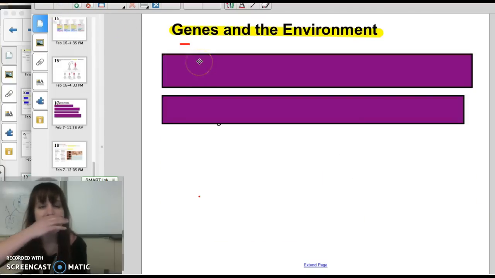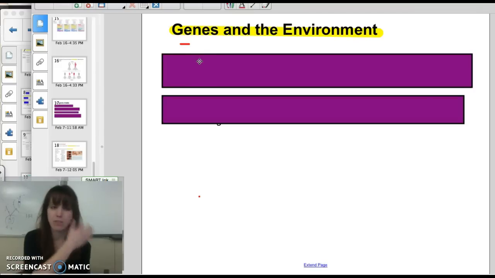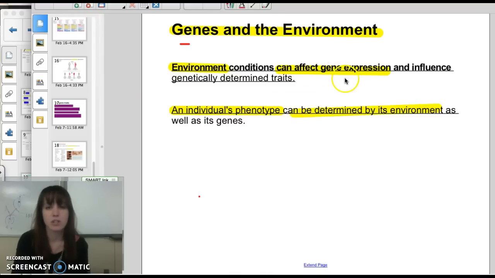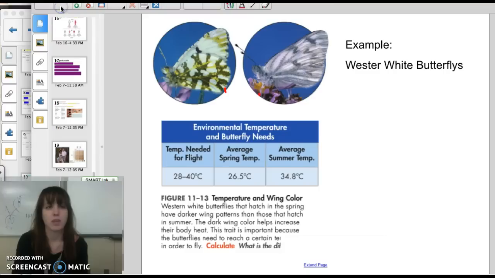Okay. The last different way that phenotypes can be expressed is through genes and how they are expressed with different environmental factors. So the environment can affect gene expression, and then the individual's phenotype can be determined by its environment. And we'll see some examples.